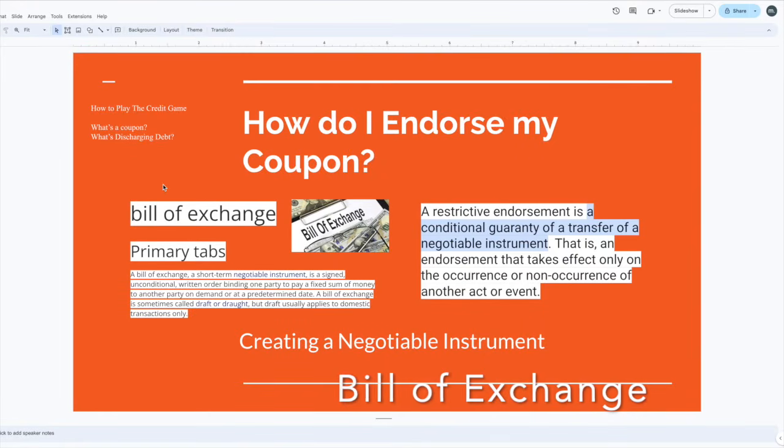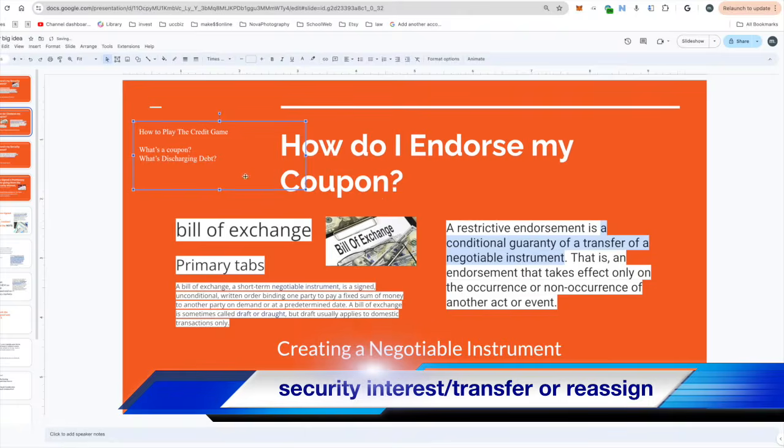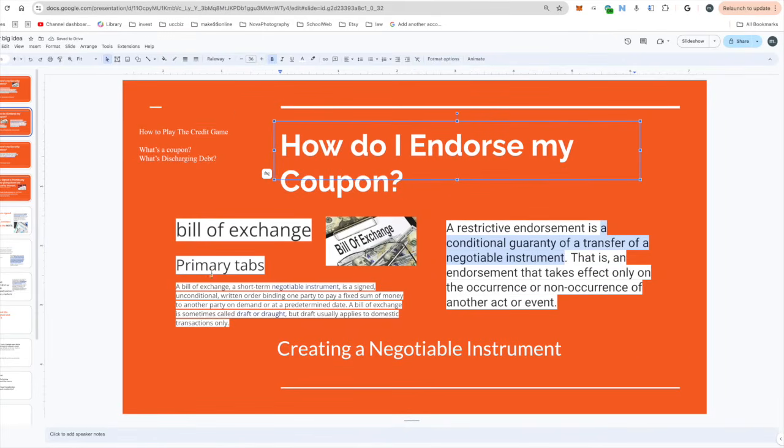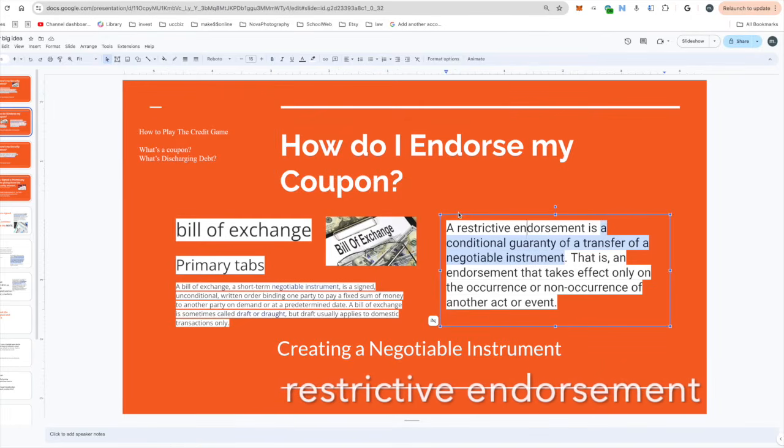It's an adhesion contract, so it's already set up in there that you're giving it away to them. So unless you renegotiate in the beginning, if you're already in the middle of it, you have to create a legal remedy to transfer or reassign this. So how do I endorse the coupon is the next thing. You can do it by using the bill of exchange and using a restrictive endorsement.